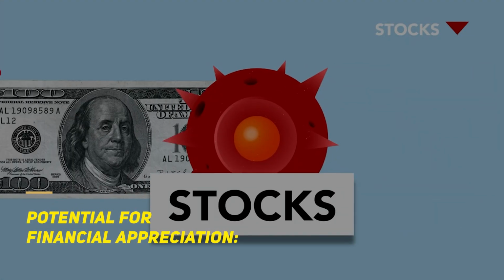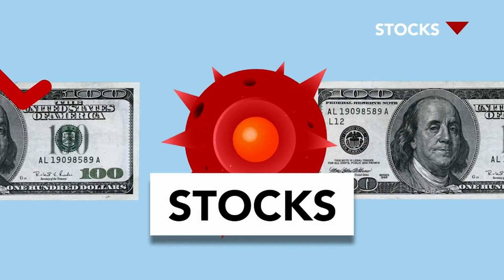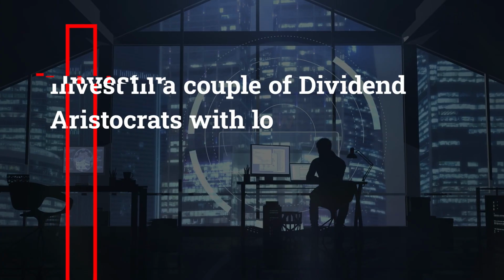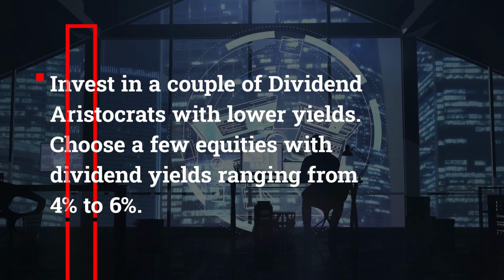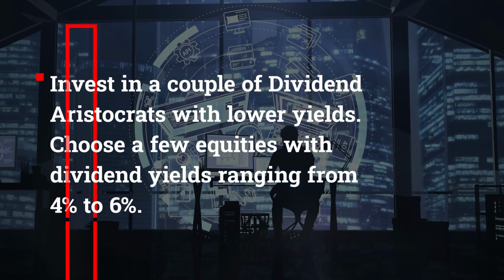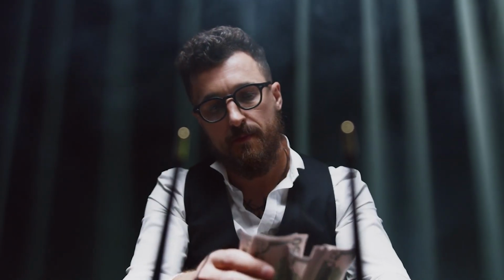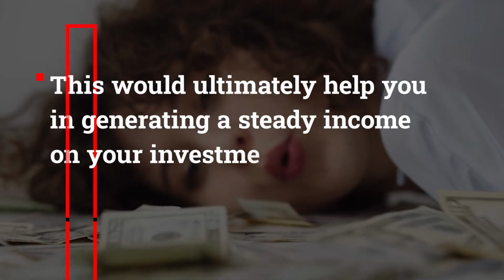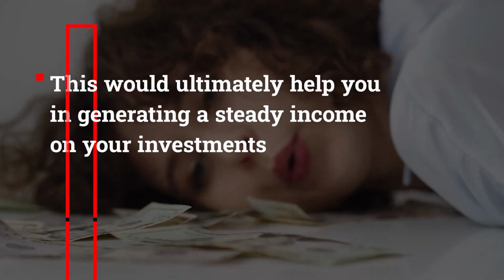Potential for financial appreciation. In addition to the income provided by dividends, a hybrid dividend-focused strategy may also offer the potential for capital appreciation. Invest in a couple of dividend aristocrats with lower yields. Choose a few equities with dividend yields ranging from 4 to 6%. Additionally, contribute a little sum to a high-yield closed-end fund of your choice. This would ultimately help you in generating a steady income on your investments.